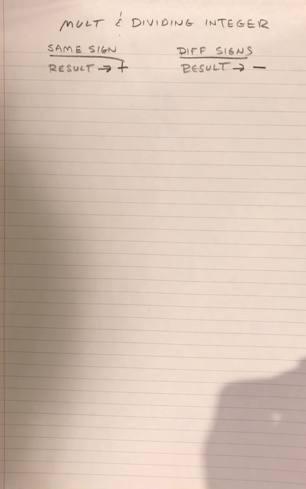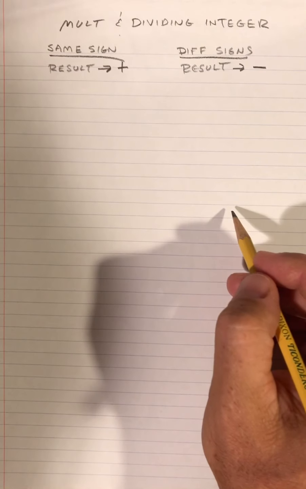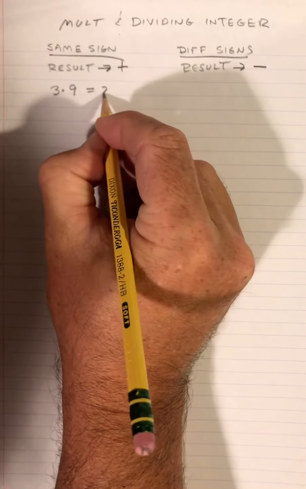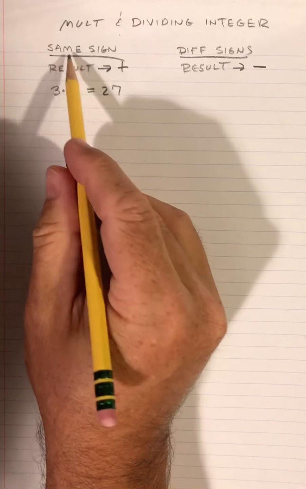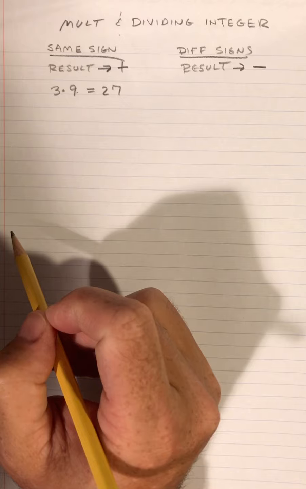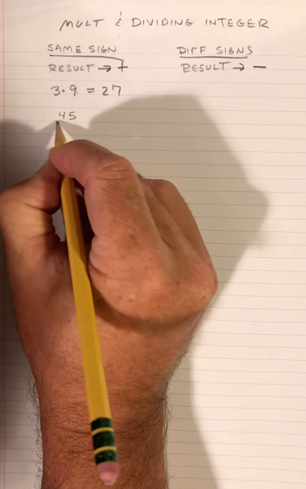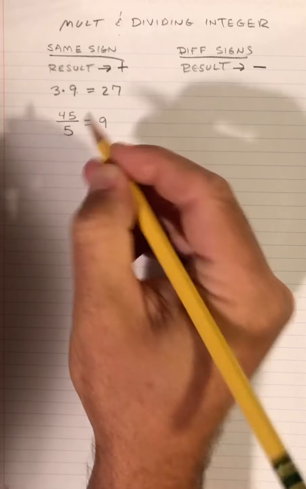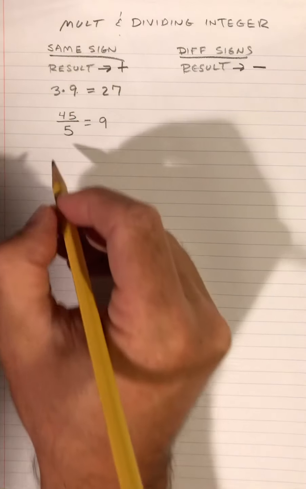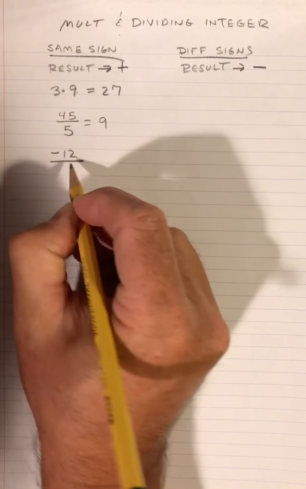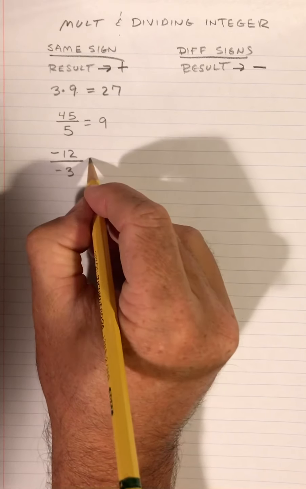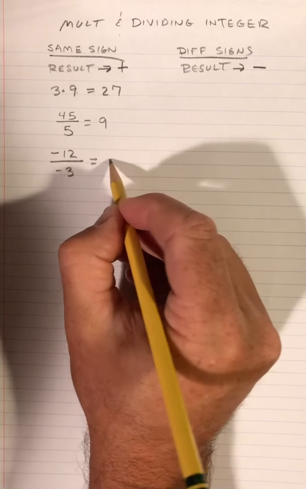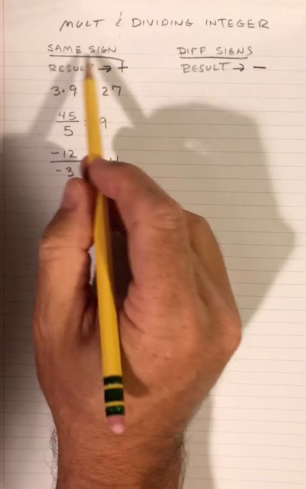Okay, now some examples. If you have two integers that are the same sign and you're multiplying or dividing, for example, 3 times 9 equals 27. It's a positive times a positive, they're the same sign, result must be positive also. Okay? If I have 45 divided by 5, it's a division problem, but they're both positive, my answer must be positive. Those are probably obvious to you because you've been doing those for a long time. Now, if you have two negative numbers, negative 12 divided by negative 3 equals, well, it's a negative divided by a negative, but you just divide normally, okay? So I'm going to get 4, and my result is positive because they have the same sign.